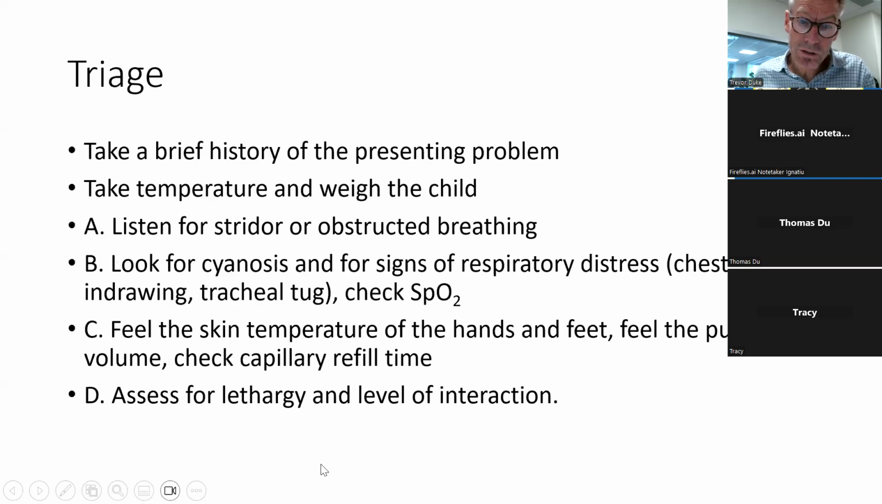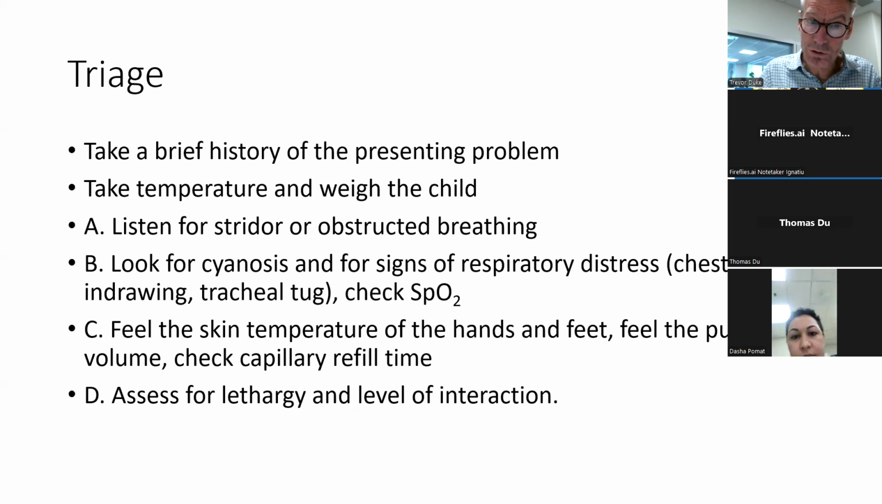And so, for example, at triage, again, this is about assessing their airway, their breathing, their circulation. It can be quite basic and quite general. You take a brief history of the presenting problem, you take the temperature and weigh the child, you listen for obstructed breathing, you look for cyanosis and signs of respiratory distress, such as chest indrawing or tracheal tug, and measure the oxygen saturation. With the circulation, you feel the skin, temperature of the hands and feet, feel the pulse volume, and check the capillary refill time, measure the blood pressure if you can. And for the conscious state, assess the level of lethargy and the level of interaction. This is the way we do triaging for any child who's seriously ill or with any problem, and it applies also to poisons.